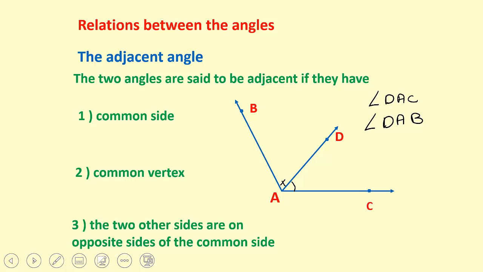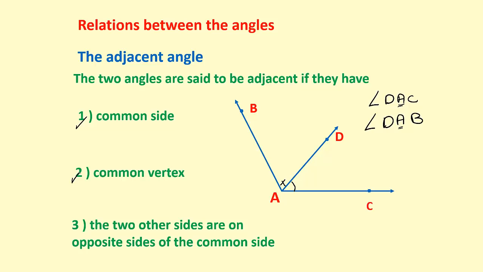We said that the first condition is that they have a common side. As you can see here, AD ray is a common side for both angles. The second condition was that both of them have a common vertex. In this case, you will find that A is a common vertex. Even if you look here, you will find that I said angle DAC and DAB. A is a common vertex for both angles, and AD is a common side. So, the first 2 conditions are fulfilled. Let's go for the third one.